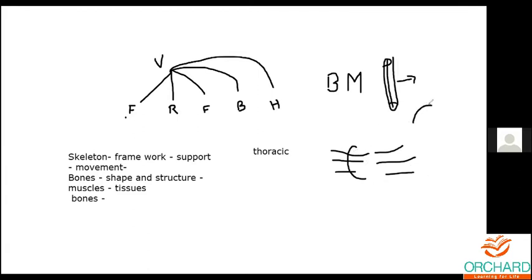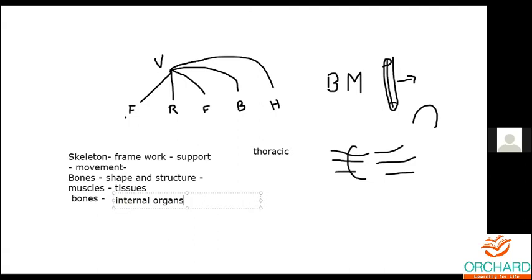Similarly, for the brain, you have the skull. Everything comes under the bones, and that is what they do. Bones help in protection of the internal organs. That is the major thing: bones help in protection of internal organs.